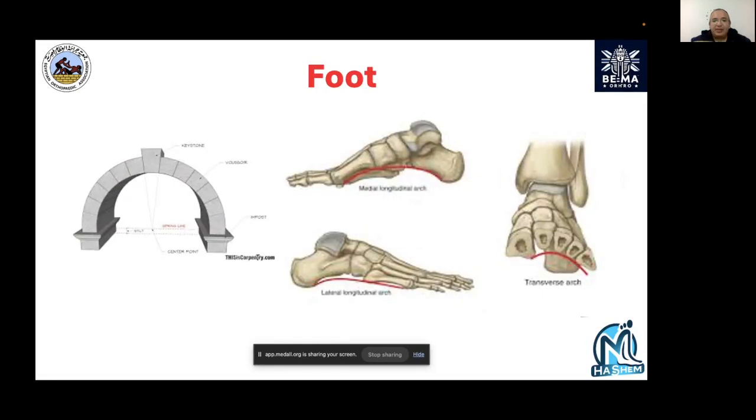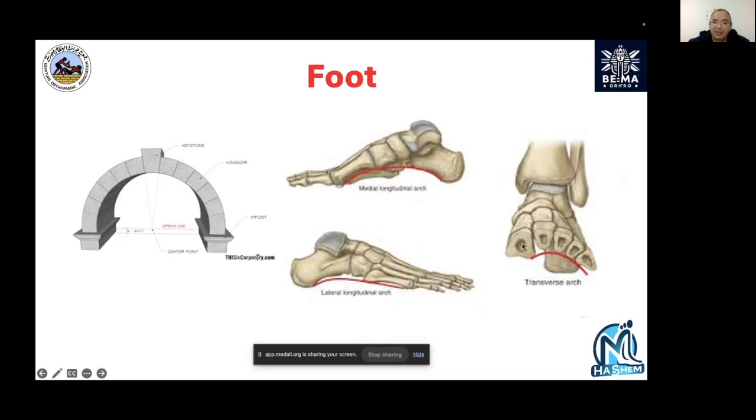The arch is the very common Gothic arch from before. It has a key bone, or the keystone, which is this one, and the arch shape is maintained by the maintenance of each structure. You have medial, lateral, and don't forget you have a transverse arch. The medial longitudinal arch is maintained mainly by tibialis posterior and peroneus longus, the lateral longitudinal arch is maintained mainly by peroneus brevis, with peroneus longus having a role in it, and the transverse arch is maintained mainly by the ligaments and the plantar fascia.